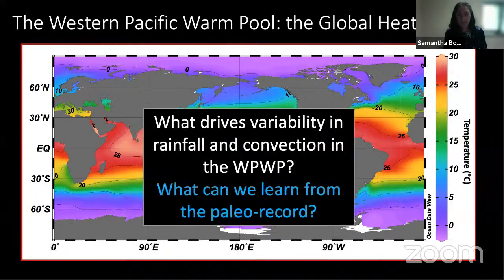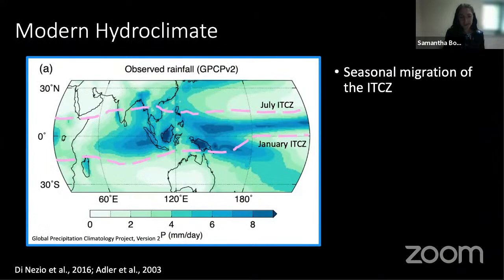And so what we're going to do is look at what are the main drivers of rainfall and convection in this part of the world, and figure out what we can learn about this from looking at the paleo record, and in particular looking at the response to changes in orbital forcing. But it's always good to start in the present and think about what drives variability in this region today. So this is a map of precipitation in millimeters per day over the Indo-Pacific Warm Pool region.